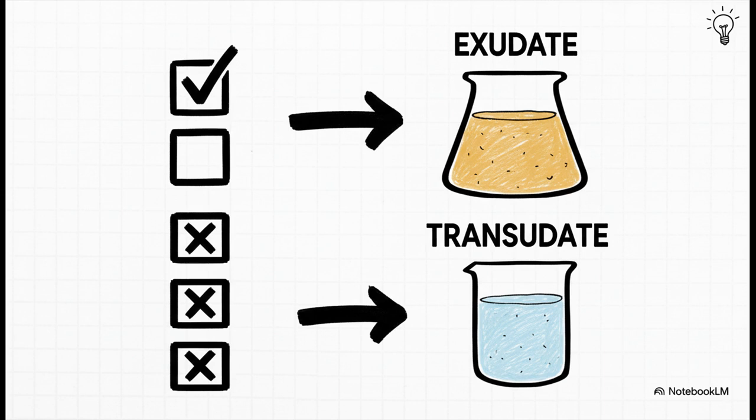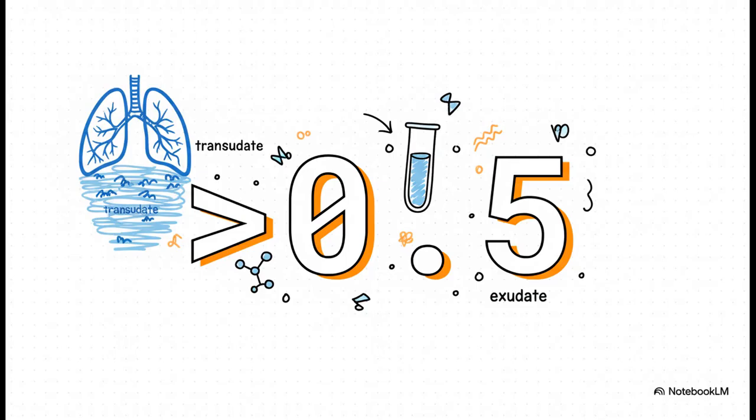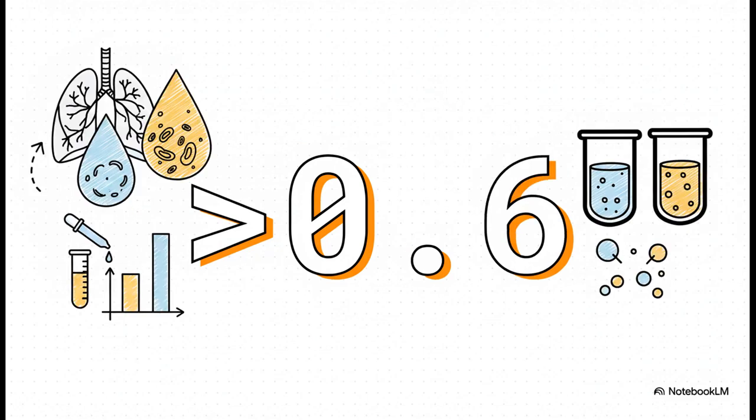If all three are negative, it's a transudate. So let's walk through them. First up, the protein ratio. You just take the protein level from your pleural fluid sample and you divide it by the protein level from the patient's blood. If that number is greater than 0.5, that's your first potential positive flag. It's an exudate.